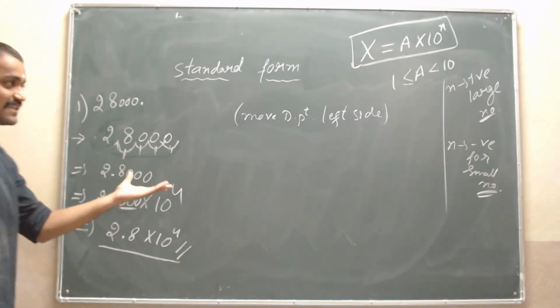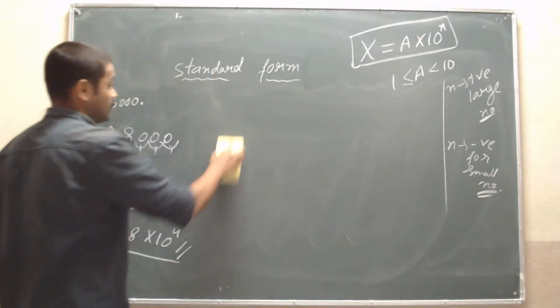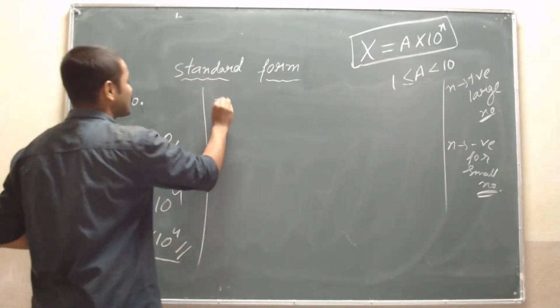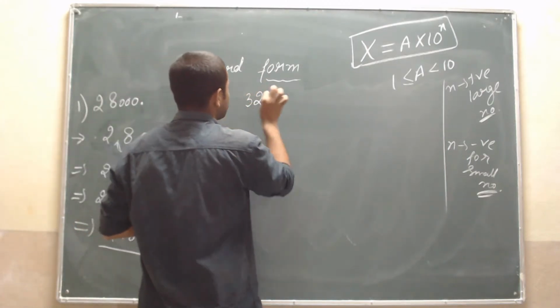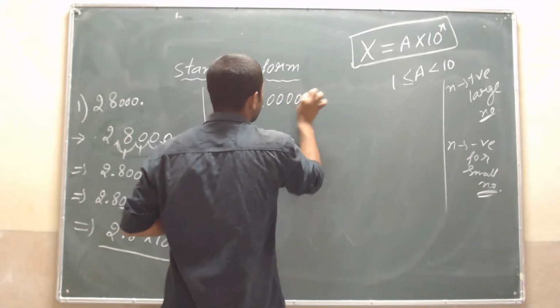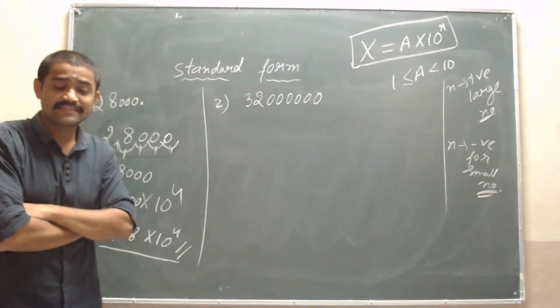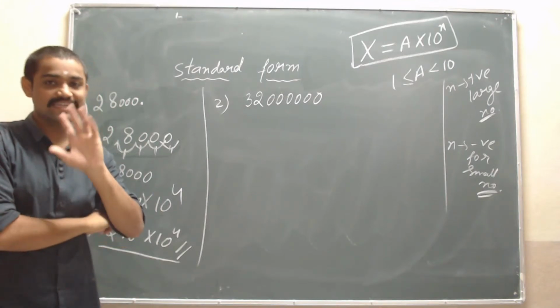And next example. See the next example, then you will get a clear idea of this. Okay. And the next example we have 32, 1, 2, 3, 4, 5, 6. This is the example. So first we have to find where is the decimal point.